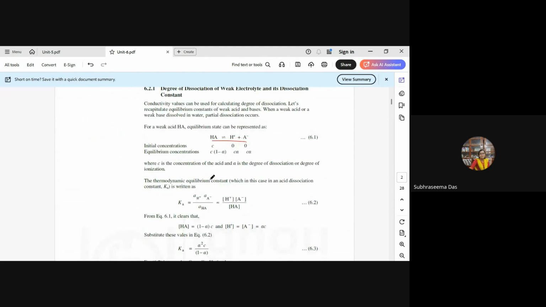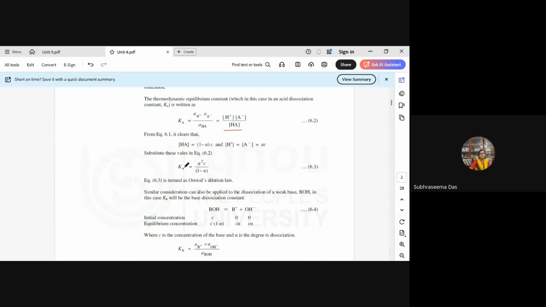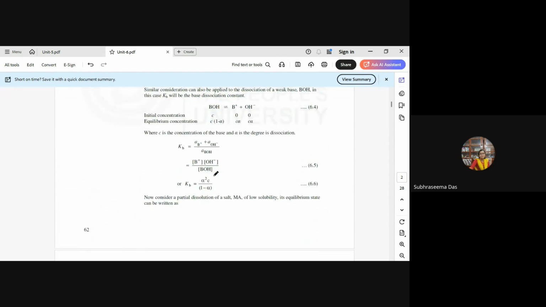Then the thermodynamic equilibrium constant, Ka, can be written as the concentration of H plus into A minus divided by the concentration of HA. Now substituting all the values from equation 6.1, we see that Ka is equal to alpha square C by (1 minus alpha). This equation 6.3 is called Ostwald's dilution law. Similarly, for a weak base, we can write Kb is equal to alpha square C by (1 minus alpha).